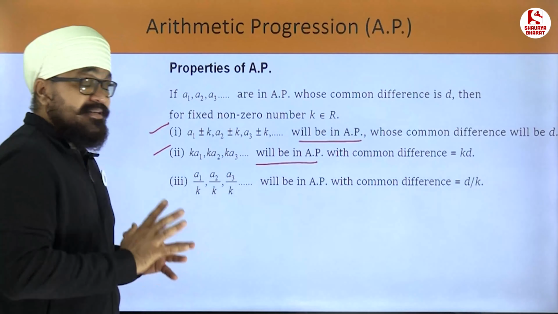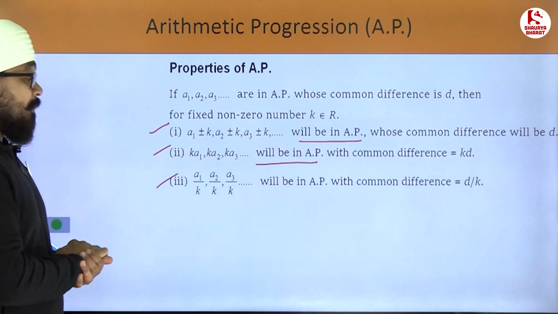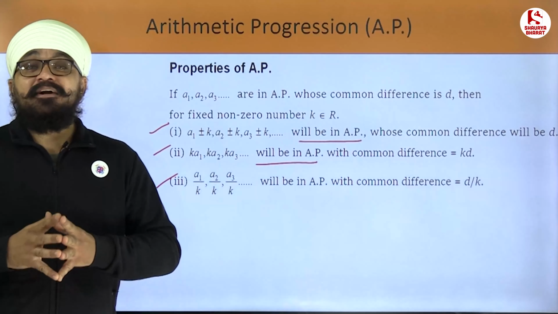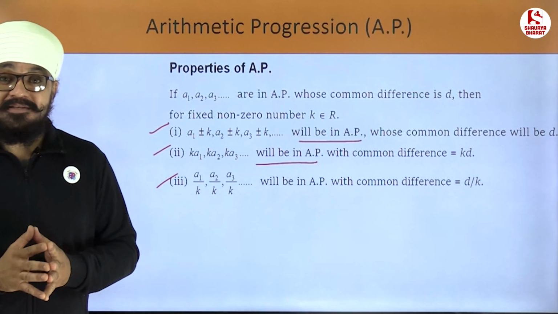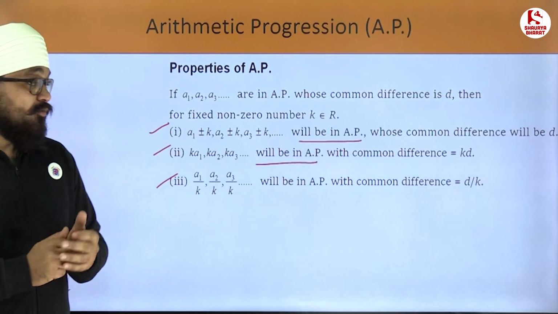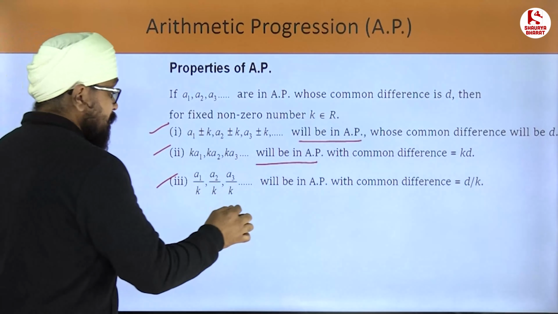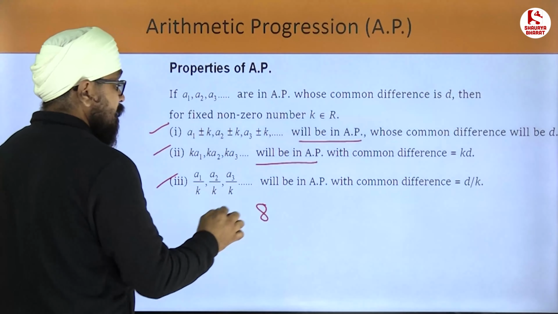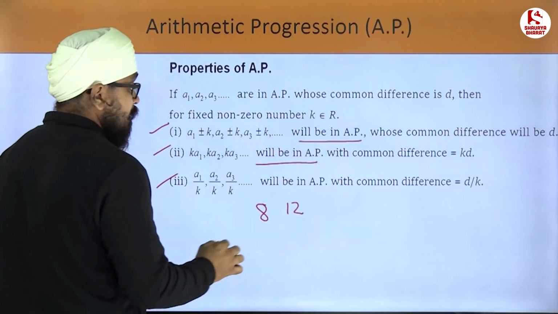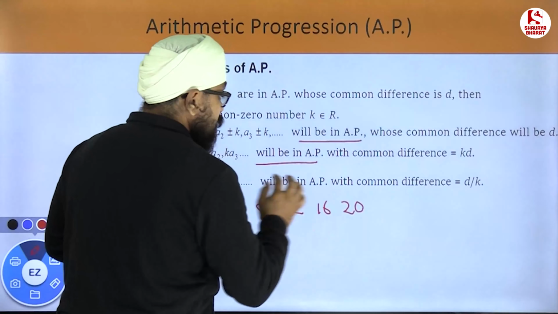So, it will remain as an AP only whenever k is multiplied. And the third important part is, if I divide these numbers by k, say k is 3, so I am dividing each term by 3, you will find it will again form an AP. Say for example, 8, plus 4 I get 12, plus 4 I get 16, plus 4 I go to 20.